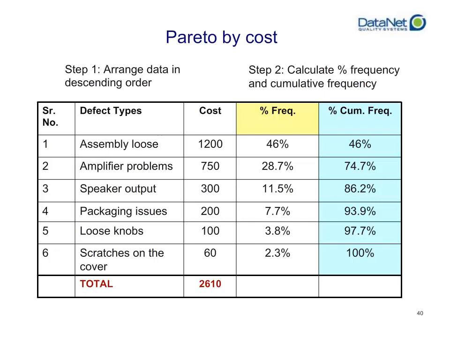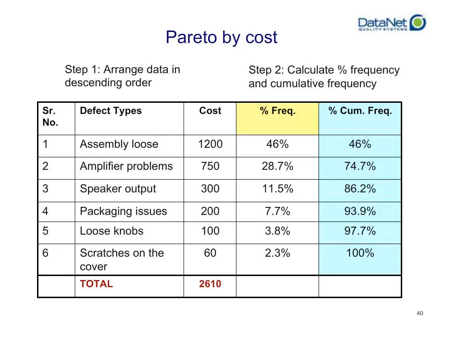Next is the 7.7% of cost from the packaging issues, and you add that to the 86.2% from the cumulative frequency to give you a total of 93.9% cumulative frequency. Loose knobs, 3.8%. Add that to the 93.9% for a total of 97.7%. And finally, you have the scratches on the cover of 2.3%, add that to the 97.7% from before, which gives you a grand total of 100% cumulative frequency.